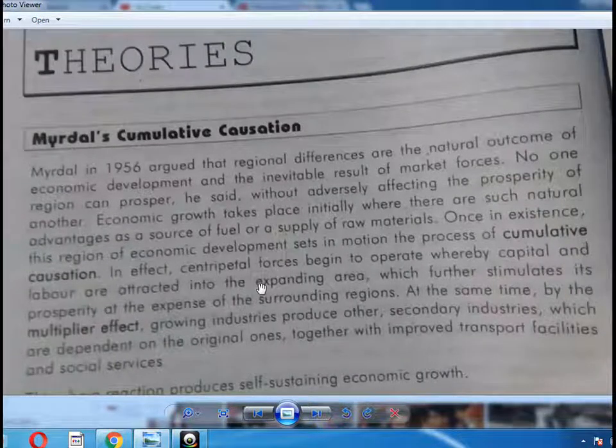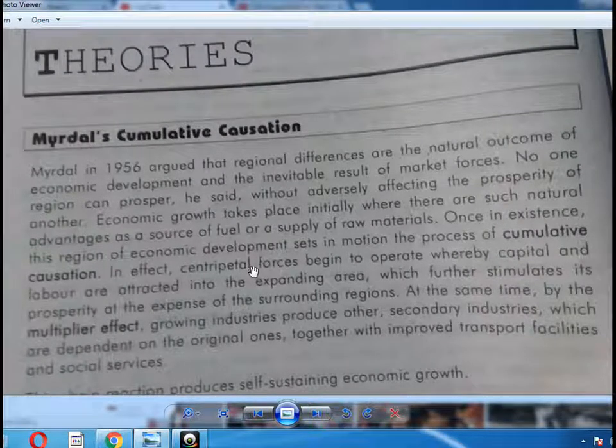In effect, centripetal force begins to operate, whereby capital and labor are attracted into the expanding area, which further stimulates its prosperity at the expense of the surrounding regions.